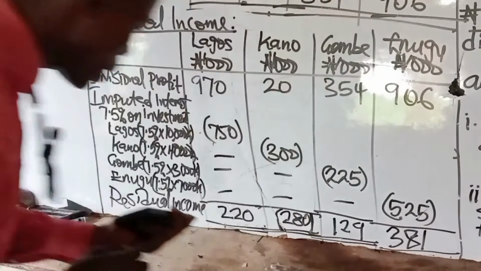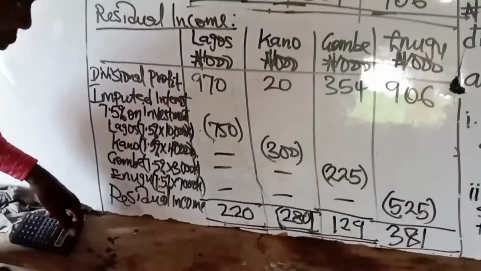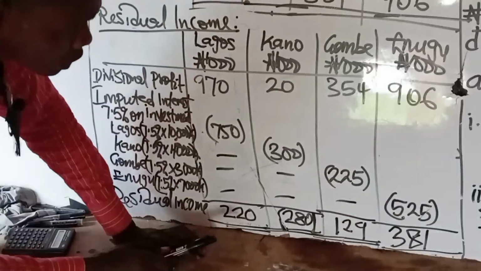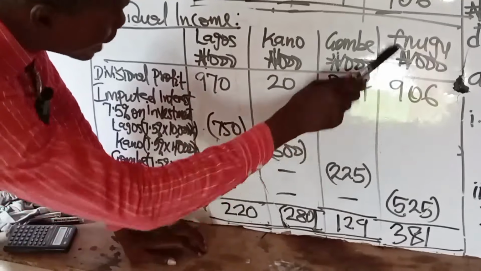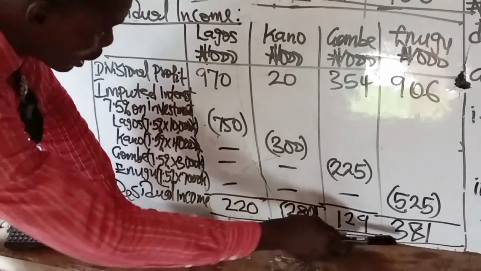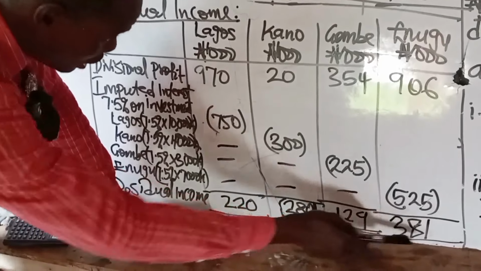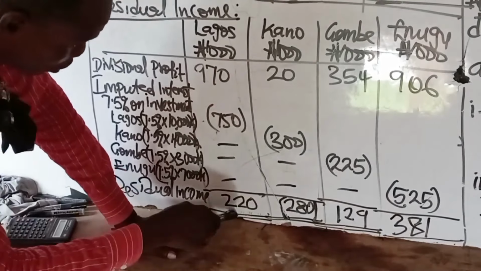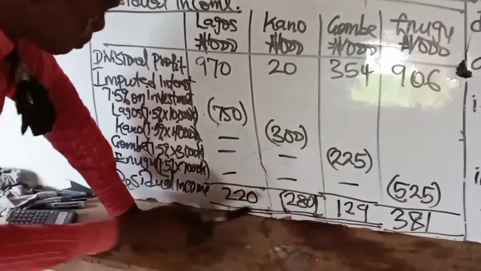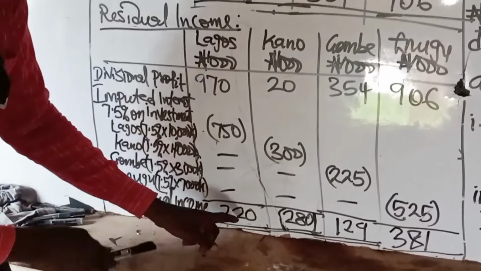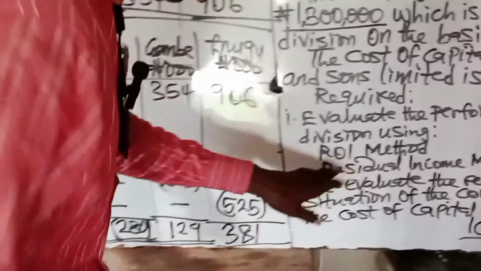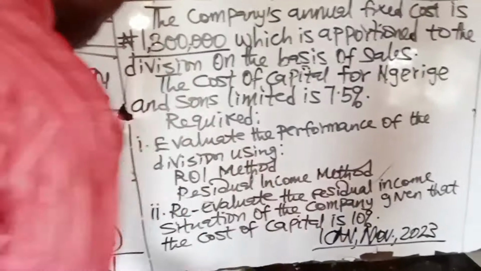So if you look at the residual income, Enugu division has the highest residual income. Therefore, Enugu division is financially justifiable. So your recommendation should be in favor of Enugu division. You have to put down your recommendation in each of the cases in black and white. So that is the solution to this. That is the calculation of residual income.